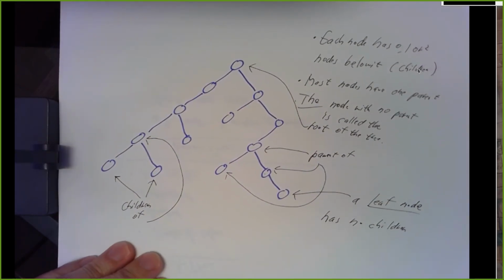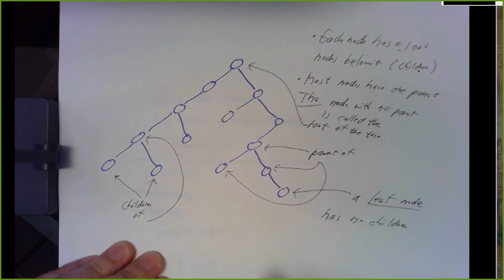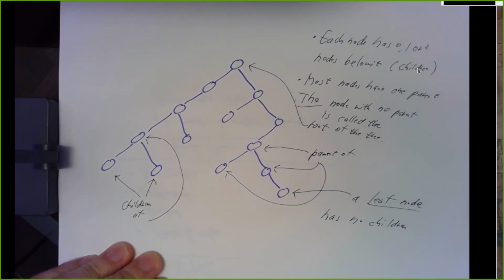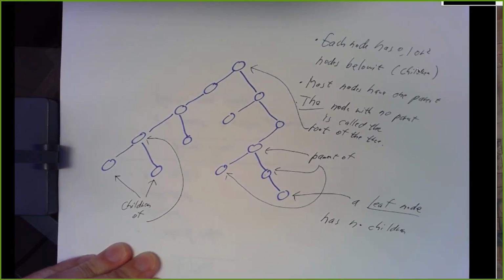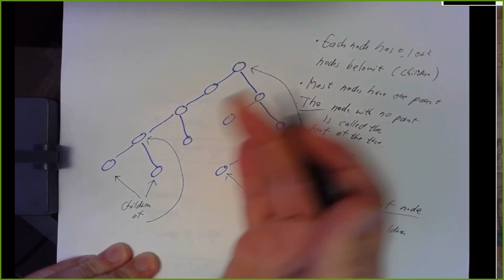The number of children corresponds to the number of edges coming out of a node, right? So at most 2 edges coming out of a node. That's the binary part. If we don't do that, we still have a tree. But binary tree, 2 children at the most.